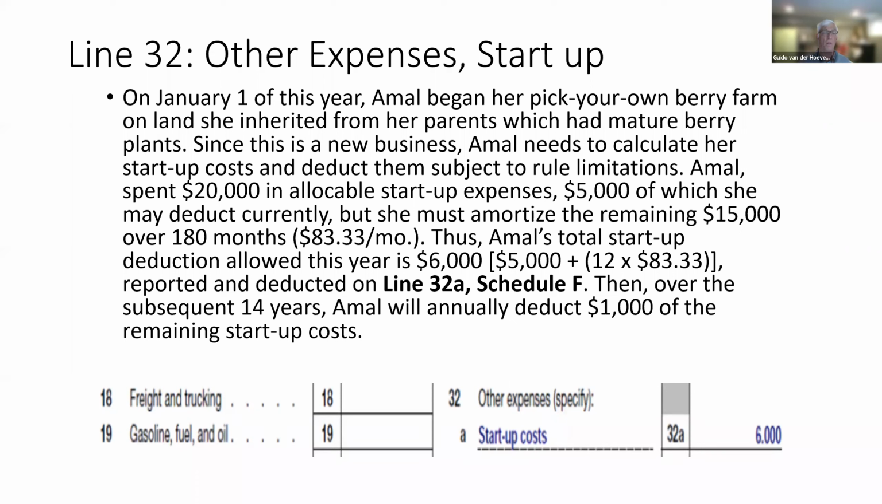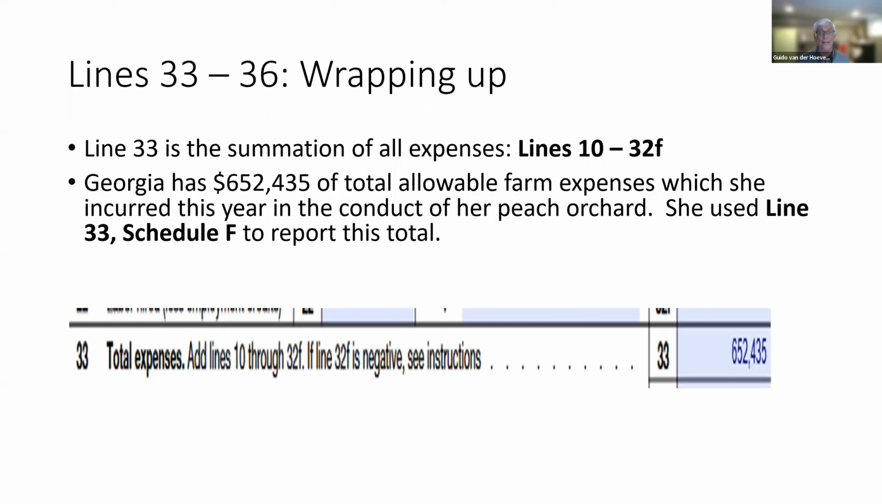Then for the remaining 14 years, she's just going to annually deduct that $1,000 as remaining startup costs. So the record system needs to be such that there's a note made or something so that we don't forget to take that $1,000 of remaining startup expenses going forward. So wrapping up, we now have line 33. It's the summation of all of these expenses, lines 10 through 32F. And in this particular example, Georgia's got $652,435 total allowable farm expenses that she used with her peach orchard, and she reports that total on line 33.